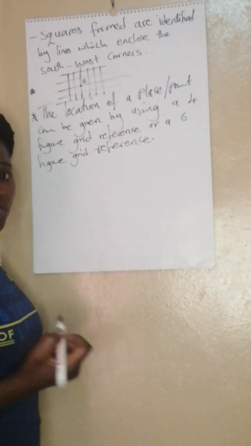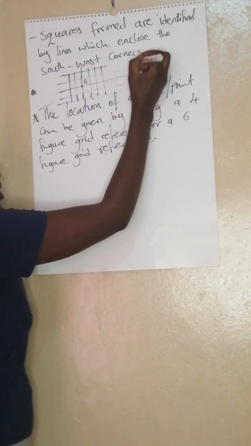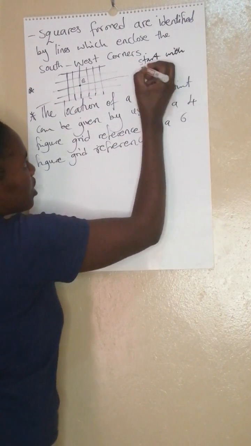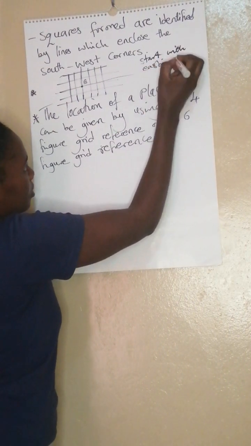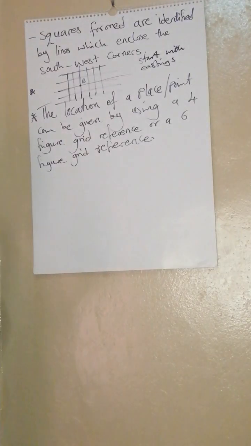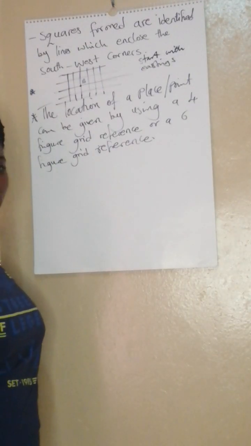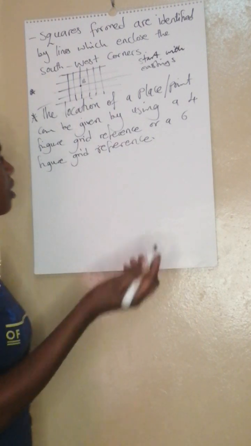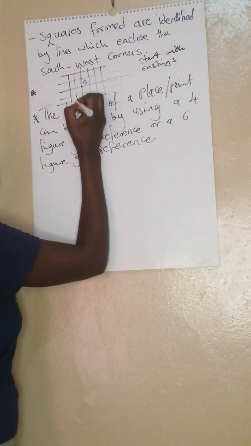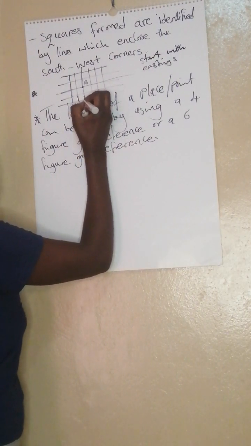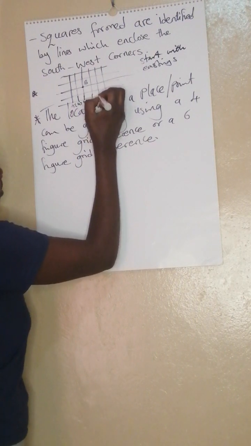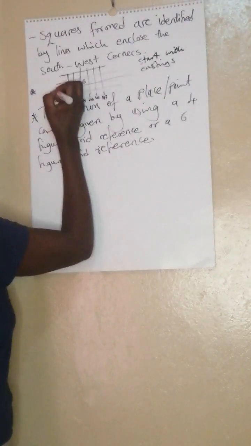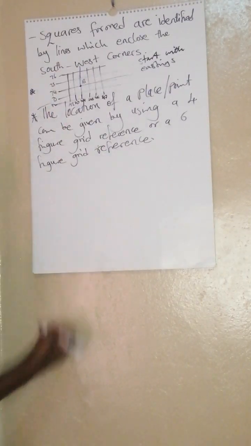Now, which one do we start with? We always start with eastings. Get the two numbers for eastings, then the last two should be for northings. If this is 42, this is 43, 44, 45, 46, 47, and I have 72, 73, 74, 75, 76.